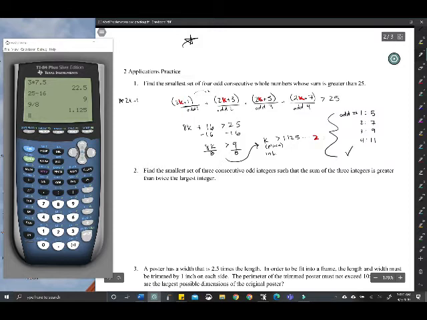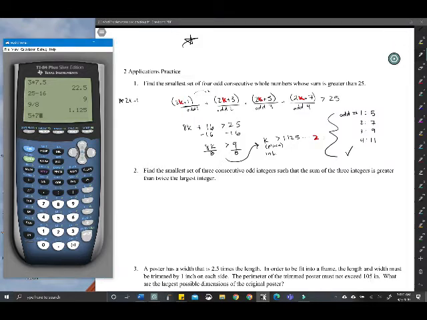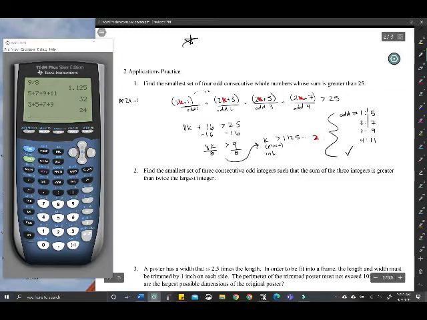It's always a good idea to check. 5 plus 7 plus 9 plus 11 is 32, which is greater than 25. And just if you're curious, that is the smallest set. If we would instead try 3 plus 5 plus 7 plus 9, notice that's only 24. So that's the smallest set that we could have. 5, 7, 9, 11. That is your answer. You could also write it as 5, 7, 9, 11.